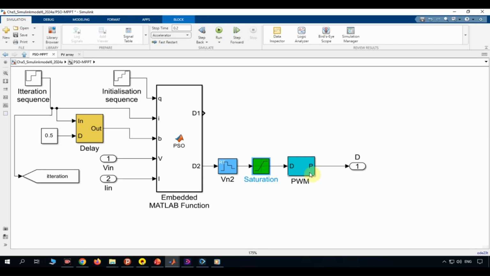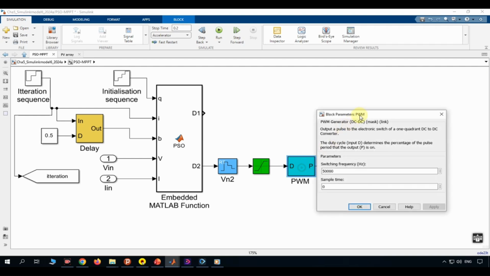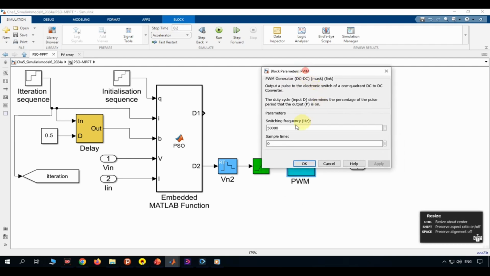Finally, the duty cycle command enters the PWM generator. The switching frequency is 50 kHz. Therefore, the switching period is 20 microseconds. The PWM generator converts the duty cycle command into the gate signal required by the power electronic switch. For example, a duty cycle of 0.5 corresponds to approximately 50% of the switching period being in the active state.